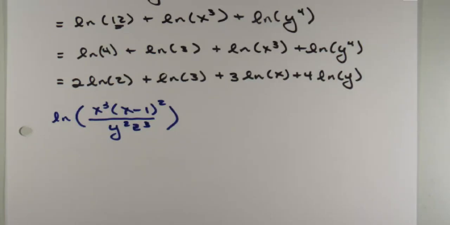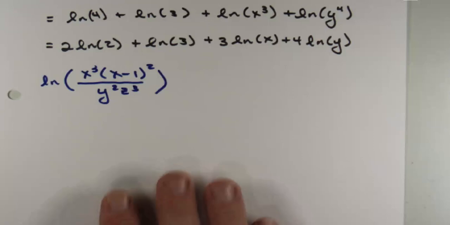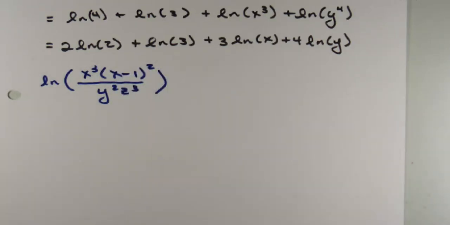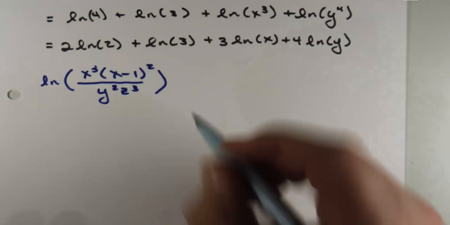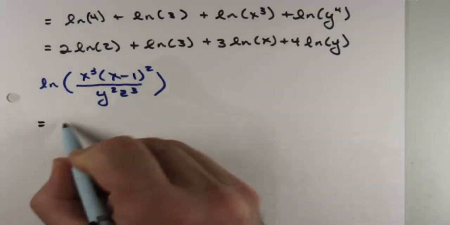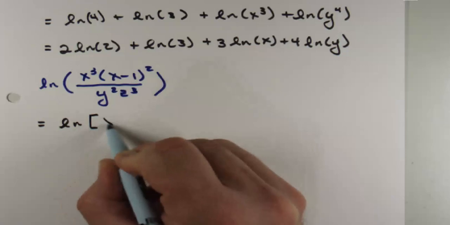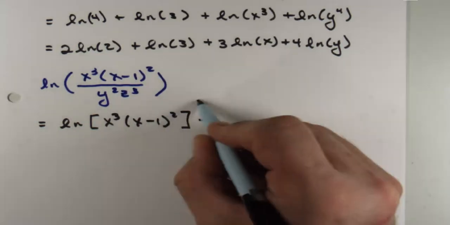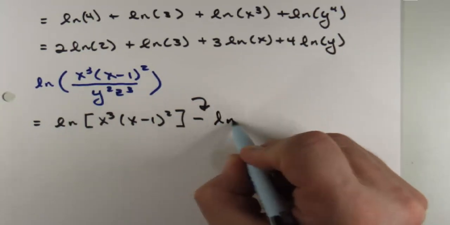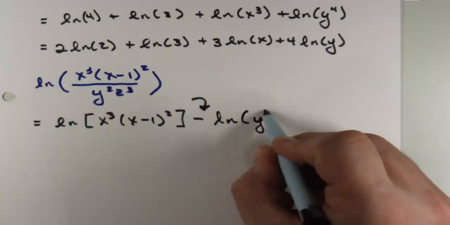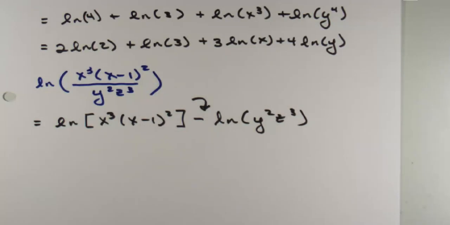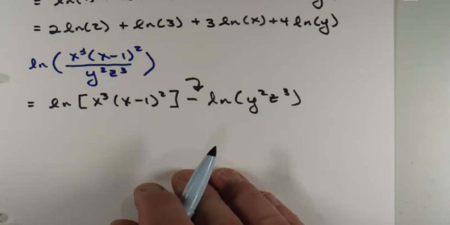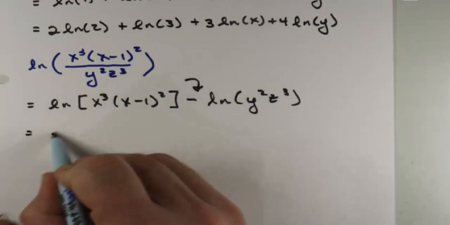Okay, so here I am, I'm working through this one. And I'm going to start with the big picture. The big picture is I have a quotient. And the natural log of a quotient is going to be the difference of the natural logs. So the first step is going to be, this is the natural log of the quantity x cubed times x minus 1 squared minus, and right here my warning bells go off, the natural log of a product of y squared z cubed. This first one is the natural log of a product, which will be a sum of natural logs.